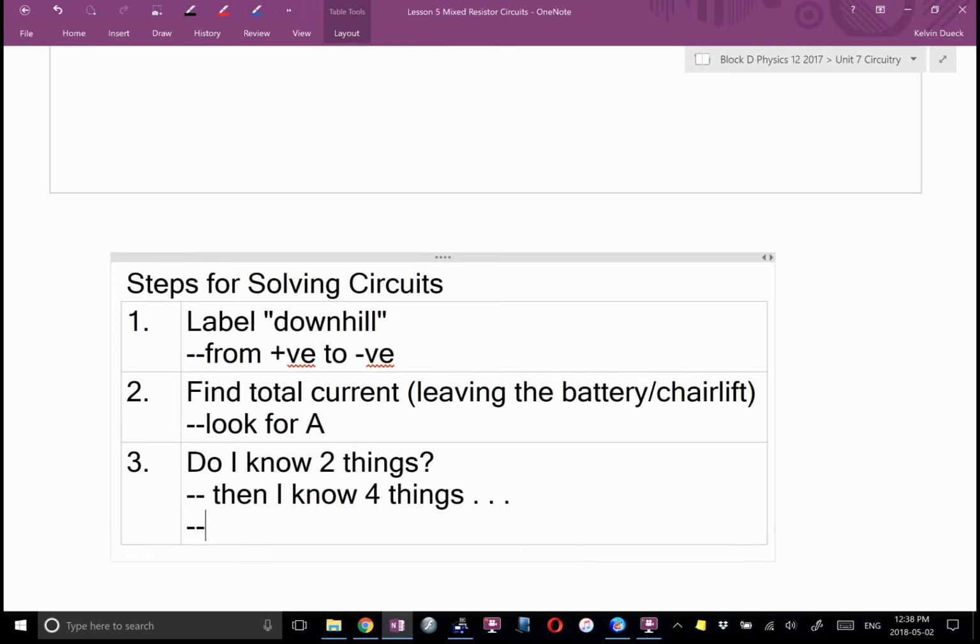Which equations are we using here? V equals I times R, and power equals V times I. Ohm's law and Joule's law.